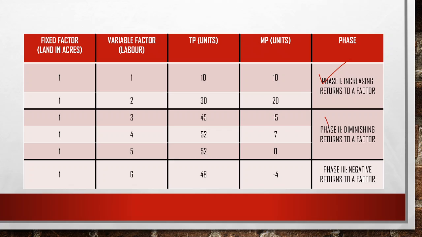This is the second phase. TP increases from 45 to 52. Again it remains at 52. It increases but at a decreasing rate. At this stage marginal product is decreasing. It remains positive but it keeps on decreasing. The third phase is the negative return to a factor. In this stage MP becomes negative, and total product falls from 52 to 48. It falls, and this is phase 3.